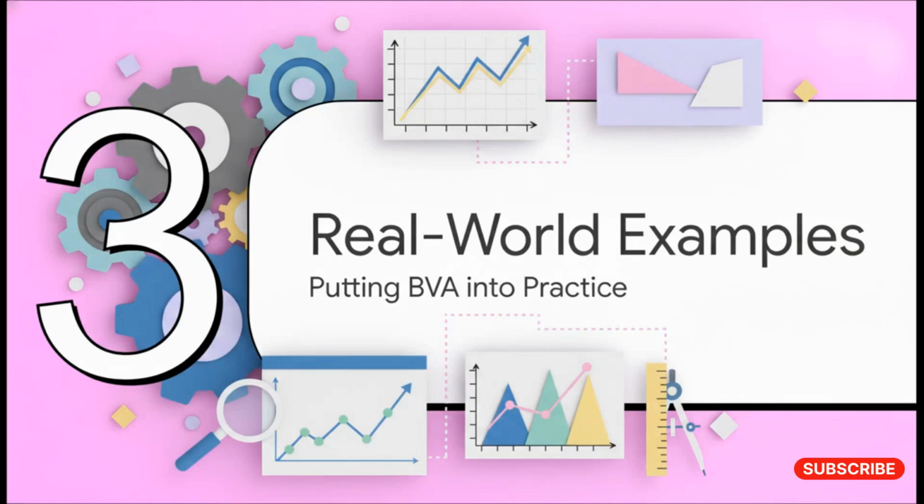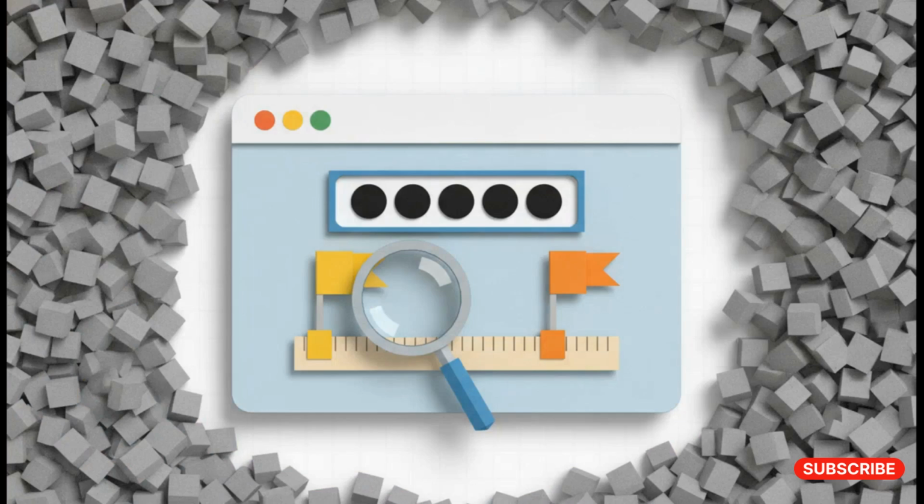Okay, Section 3, Real-World Testing Examples, Putting BVA into Practice. Let's make this super concrete with an everyday scenario. Imagine you're signing up for a new online service, and you hit a password field. The rule is incredibly strict. It only accepts 6 to 12 characters. We have all seen this exact prompt. So, how do we test it efficiently with BVA?